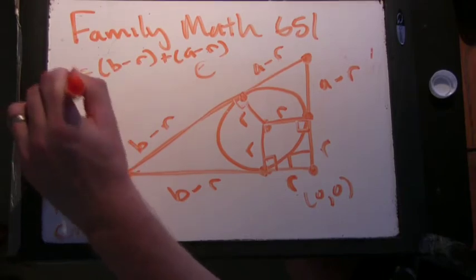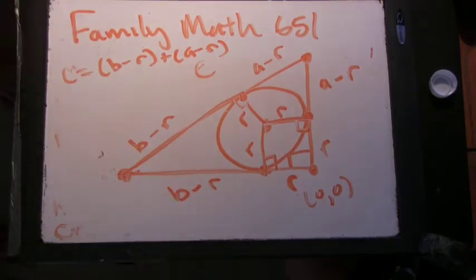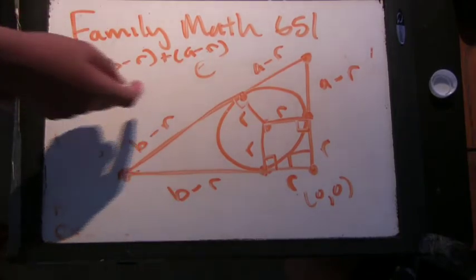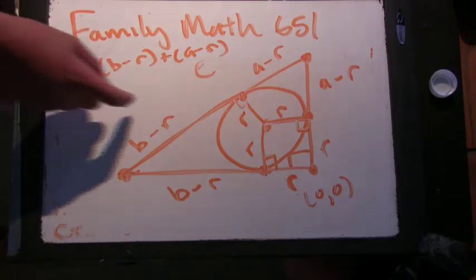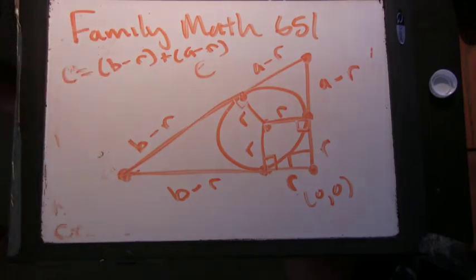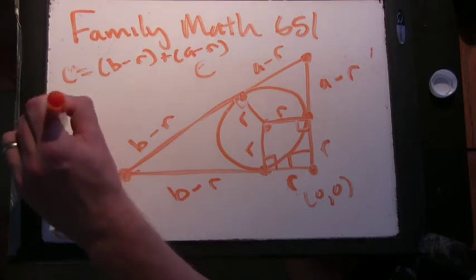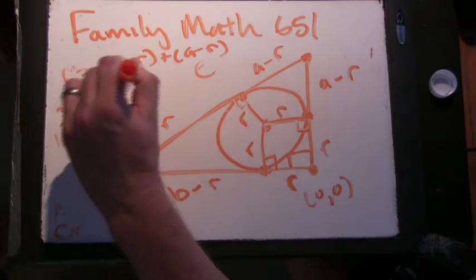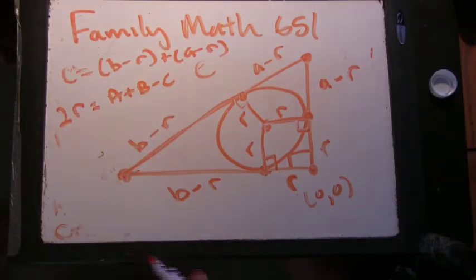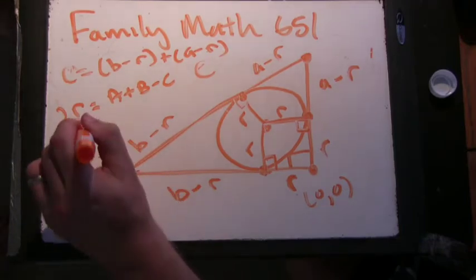So we can move the c to the other side and move the r's to this side. We can see that 2r equals a plus b minus c. 2r equals a plus b minus c. So r is a plus b minus c over 2.